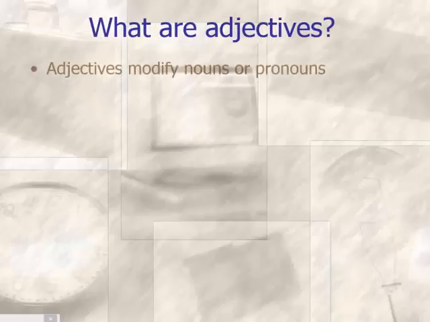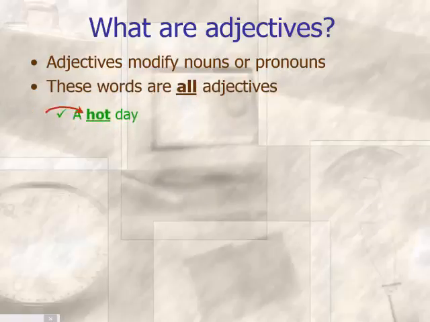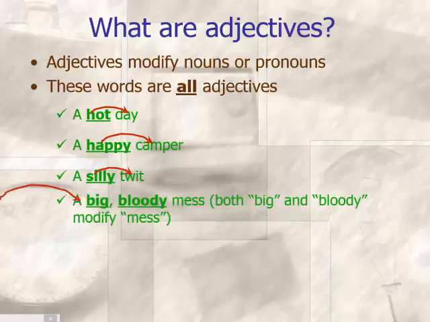Now I will explain to you about adjectives and adverbs. What are adjectives? Adjectives modify nouns or pronouns. These words are all adjectives, like a hot day. The adjective hot describes the noun day. A happy camper, a silly tweet, a big bloody mess. Both big and bloody modify mess.